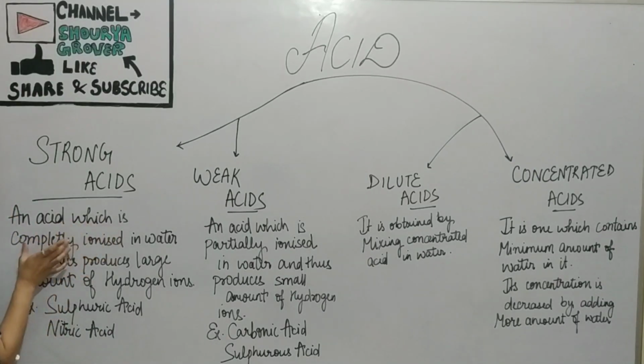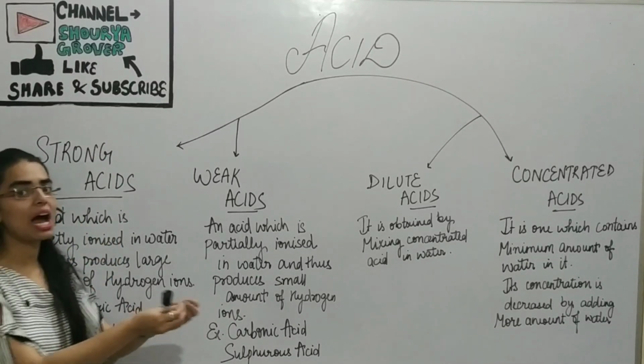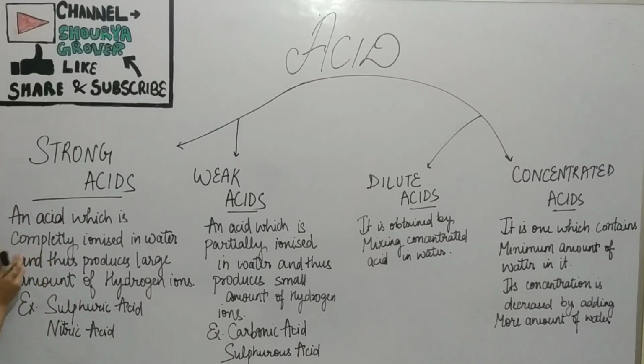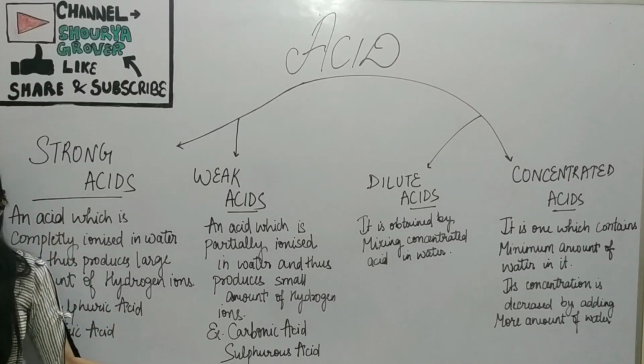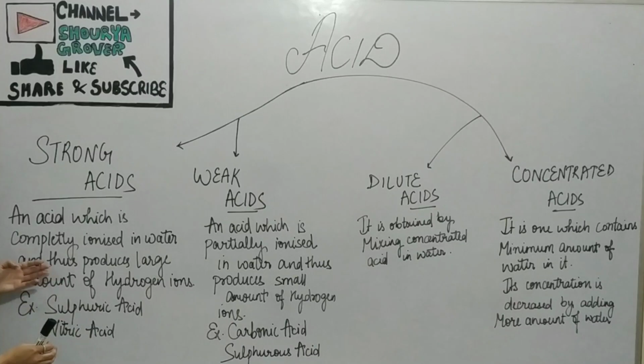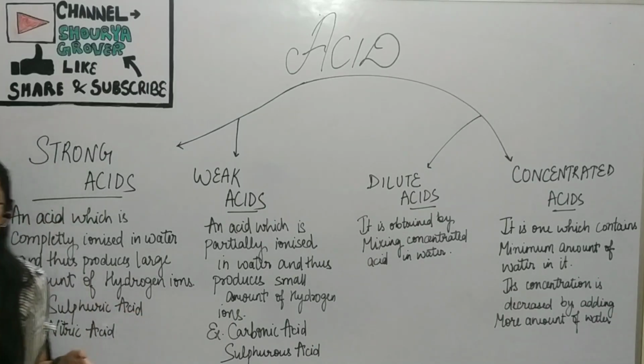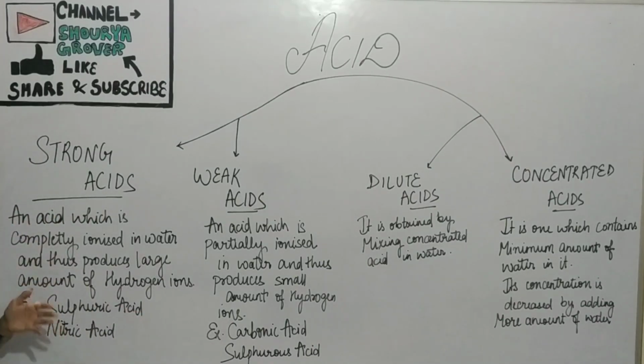An acid which is completely ionized in water, means it splits into ions, right? Which is completely ionized in water and thus produces a large amount of hydrogen ions. So now students, you have to learn that when we dissolve acid, it completely ionizes and what is observed is that a large amount of hydrogen ions are liberated. So this kind of acid is known as strong acid, for example, sulfuric acid and nitric acid.